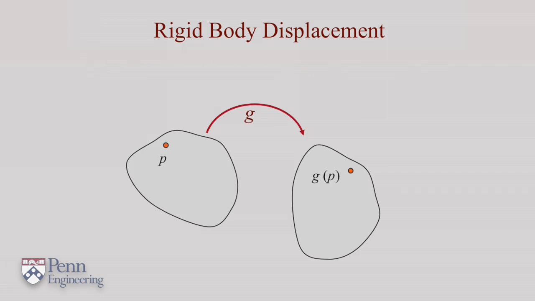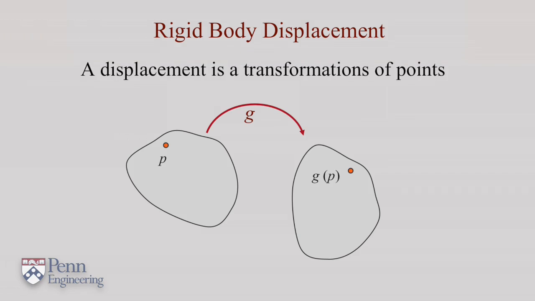A displacement is essentially a transformation of points. And of course, there are infinite points in a rigid body. If you have a second point Q, the same displacement will take Q and move it into a new point G of Q. Every pair of points defines a vector.